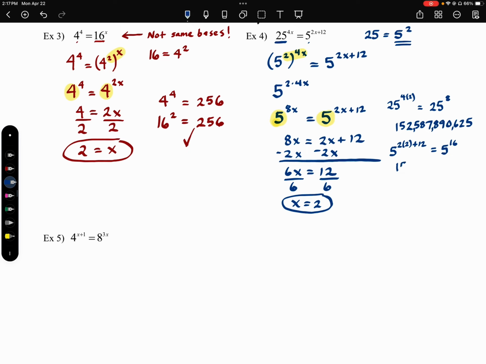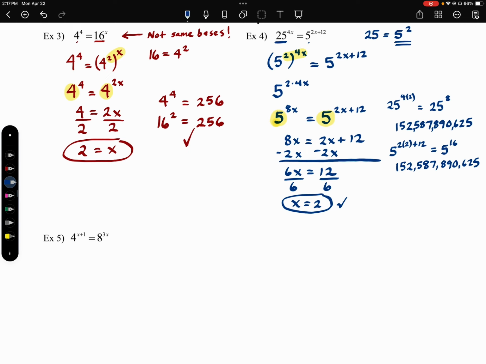And some calculators may not even be able to handle all those digits. I'm not sure, but I just put it into mine, and it looks like that actually is going to be our answer. So it does work. Okay, so our value there, x equals 2, works for that.